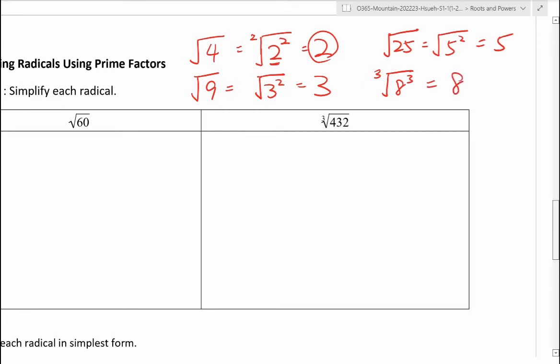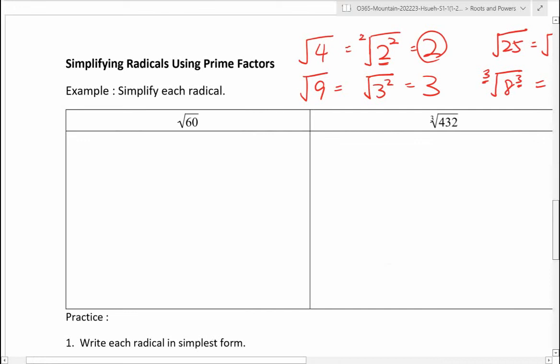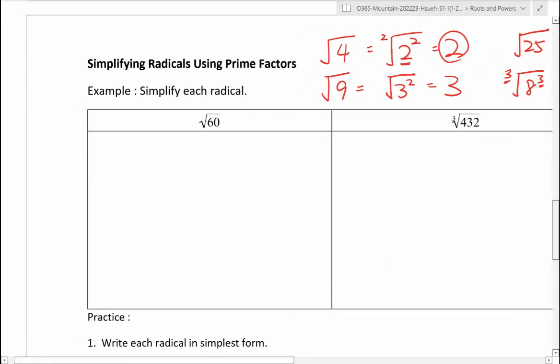So again, the cube root of 8 cubed is just going to be 8. As long as the exponent and the index match, you're just going to end up with that base. Okay, so that's what we need to know first. Now let's look at how we're going to use the prime factors to solve this.